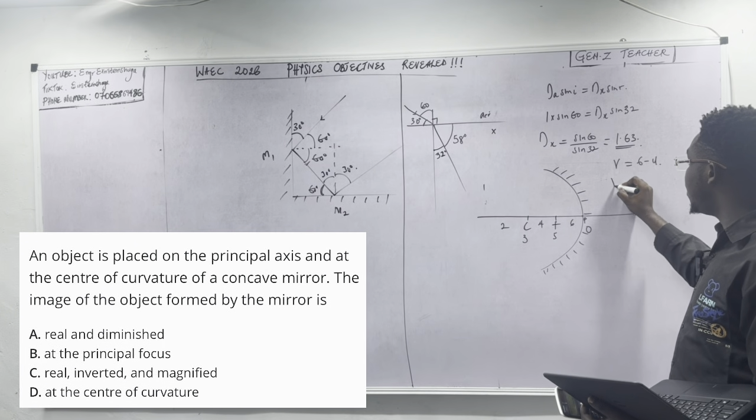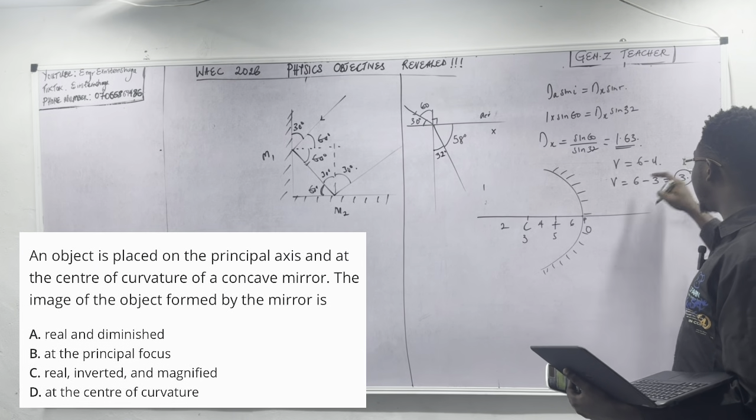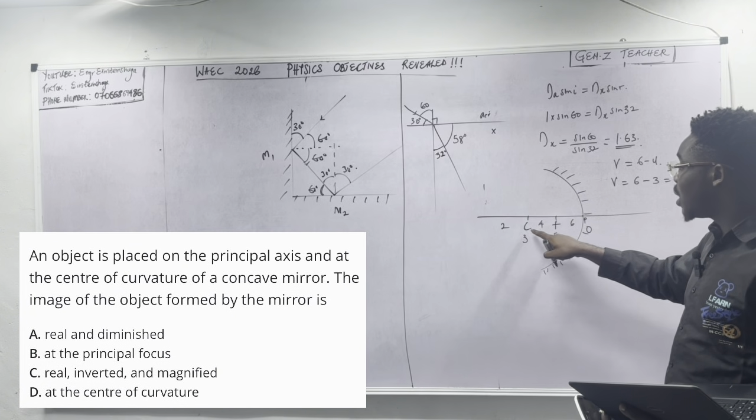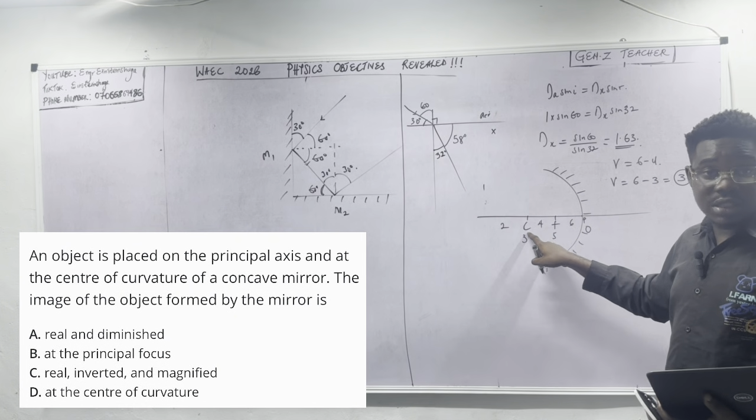So we're going to say the image should be 6 minus 3, and that is still 3. It means the image will also be formed at the center of curvature. So the answer should be option D.